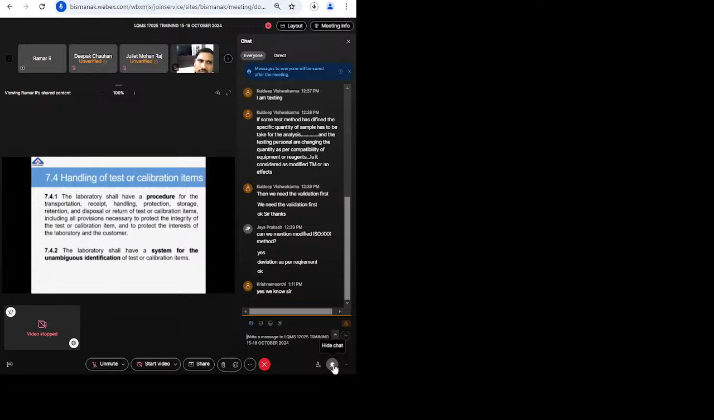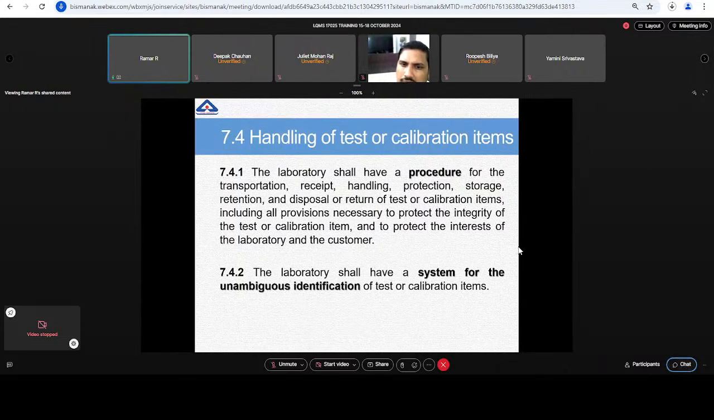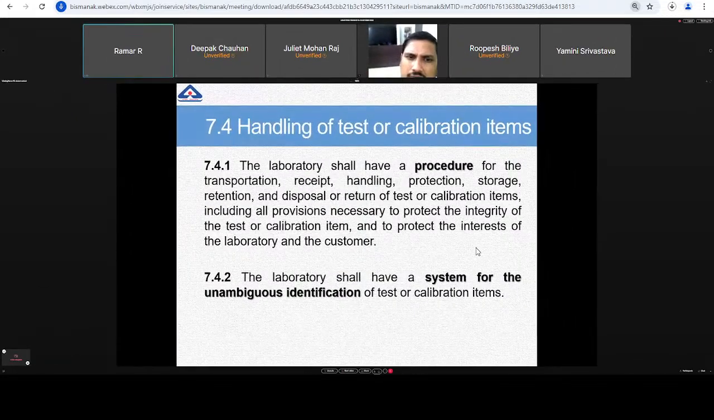So that for any reason the sample is to be retested, or the customer may ask for retesting as per his interest, then also we have to ensure that the results match our previous results. So for that, accordingly we have to maintain the sample so that the integrity of the sample is retained. That is very, very critical. So this is addressed under clause number 7.4, handling of test or calibration items.